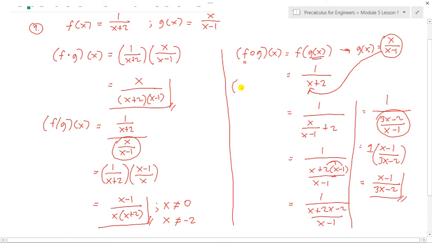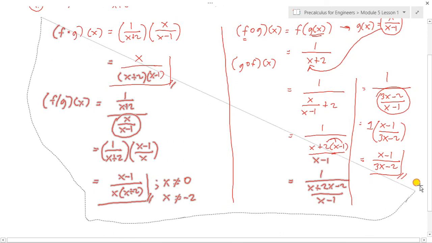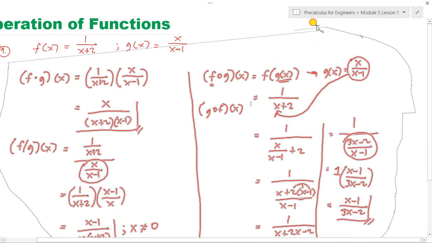But if the required is g contains f of x, it's a different thing, because it states that whatever the value of our f of x, the entire f of x should be substituted to the variable of g of x. So it means a different thing. So be sure to follow the rules and the procedures or the operations of function. So let's have another example.